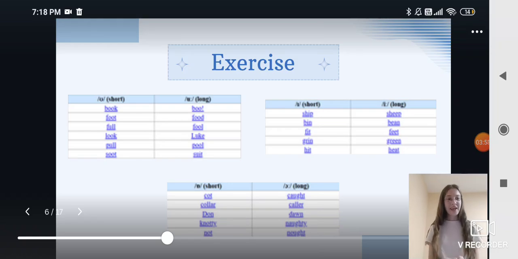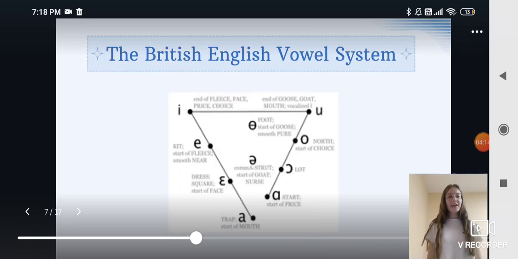In the slide, we have an exercise here. For this exercise, I need 3 volunteers. One to read the first chart, a second to read the second chart, and a third to read the third chart. Who wants to volunteer? Okay, thank you.